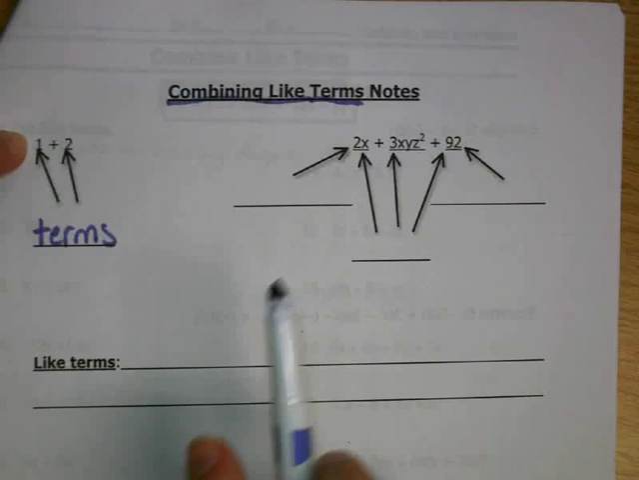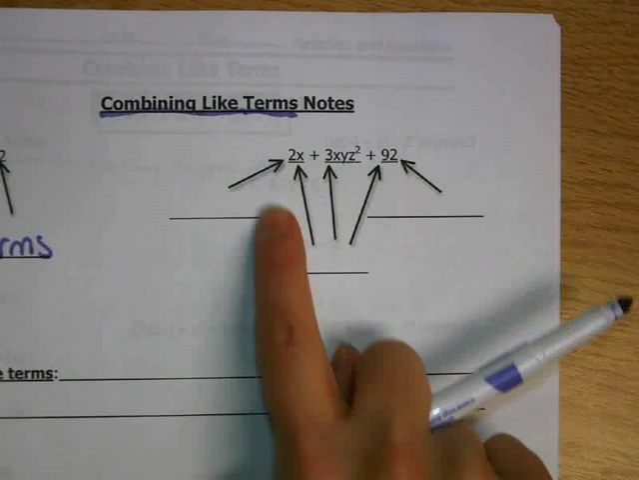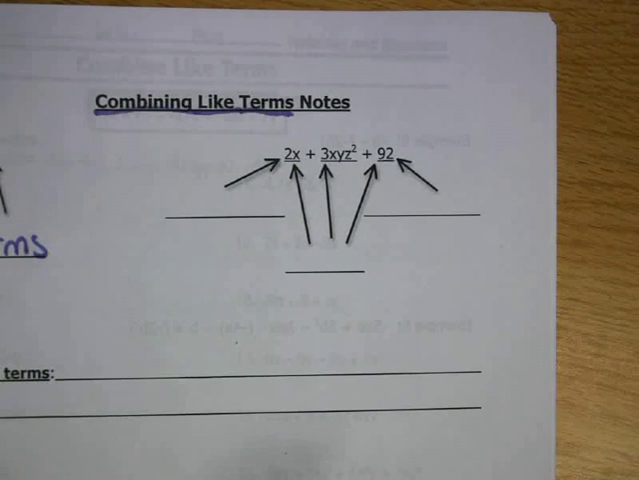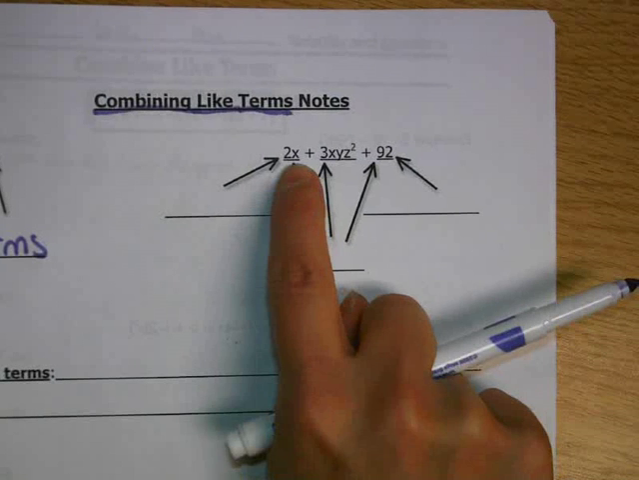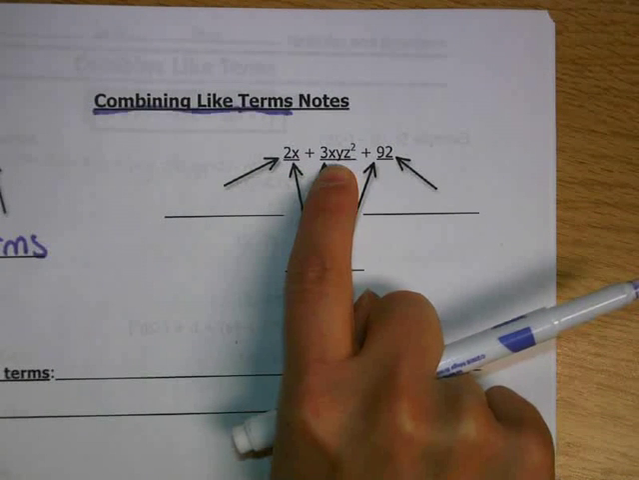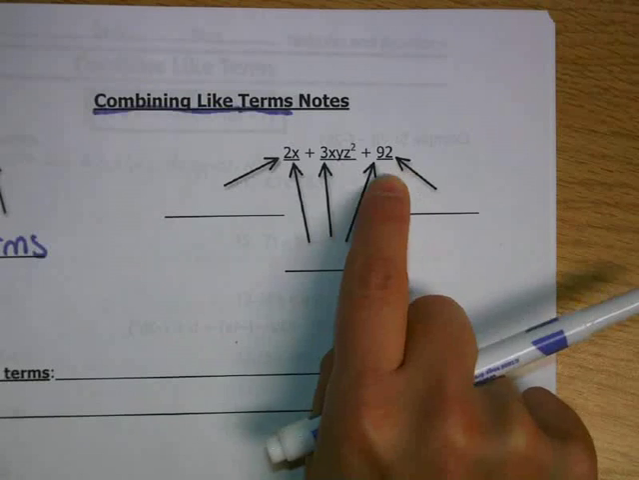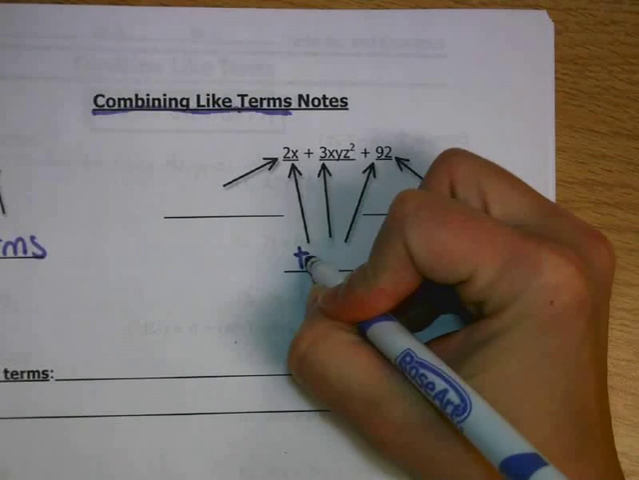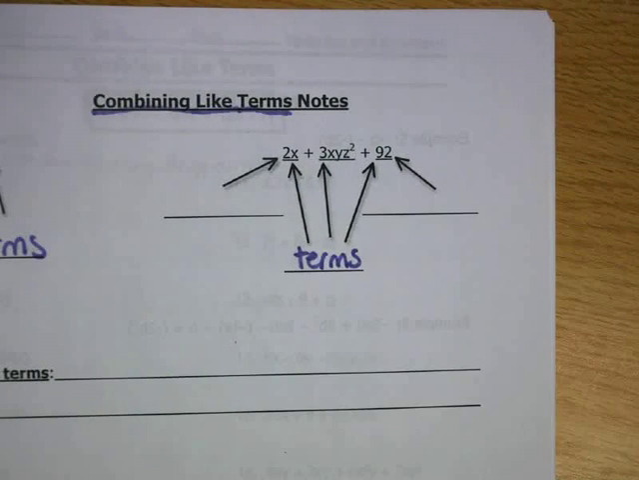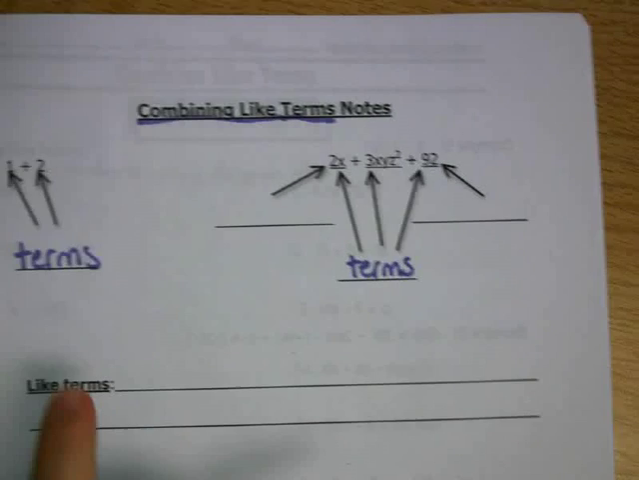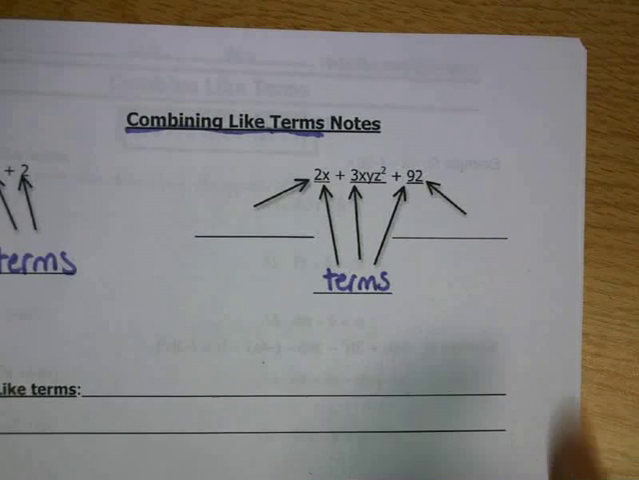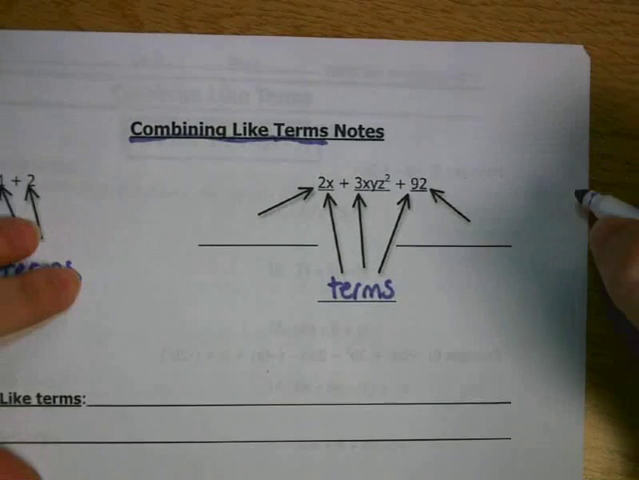So can you point out to me the terms on this particular expression right here? What 3 things are being added together? The 2x is one term. The 3xyz squared is one term. And the 92 is another term. So all 3 of those are terms. So you can have 2 terms, you can have more than 2 terms, depends on how many things you're adding up.